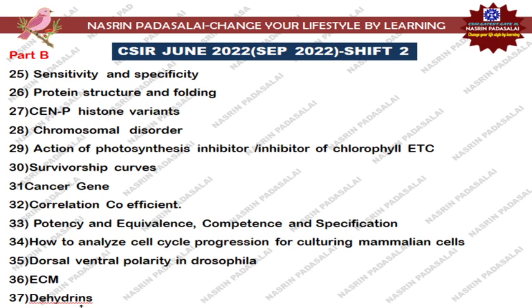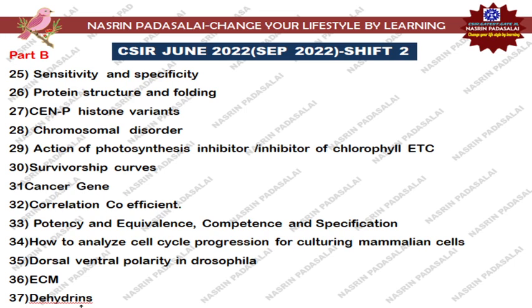So whenever you are going to study chromosomal disorders, in addition to studying totally from the textbook, refer to a few important and newly advanced developments in chromosomal disorders. You can refer to the CDC website or a few other international websites. From that particular website only, a question has been asked. Next, they were asking about the action of photosynthesis inhibitors, or inhibitors of the chlorophyll electron transport chain.